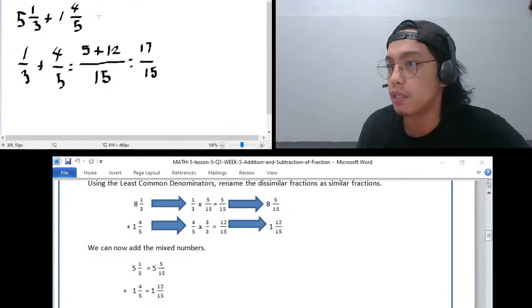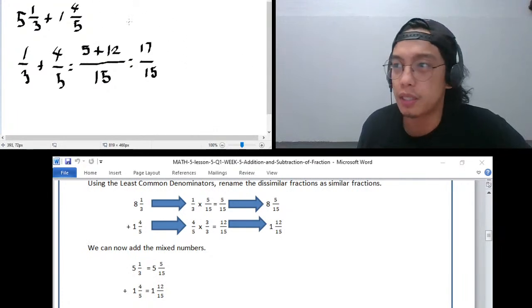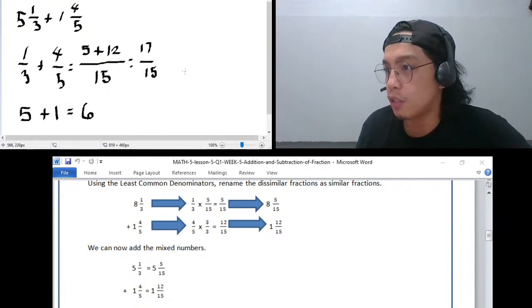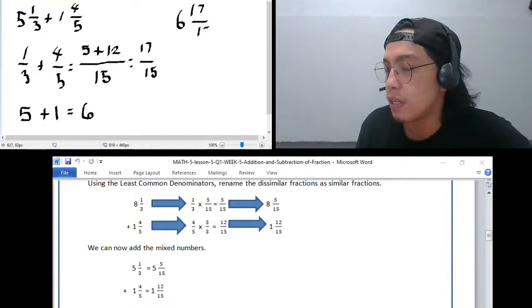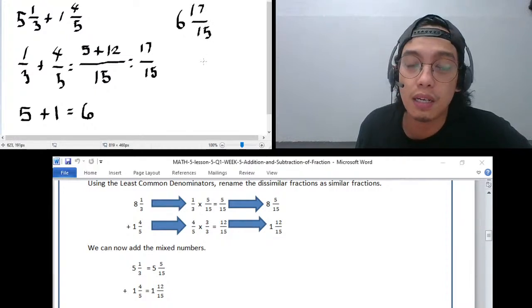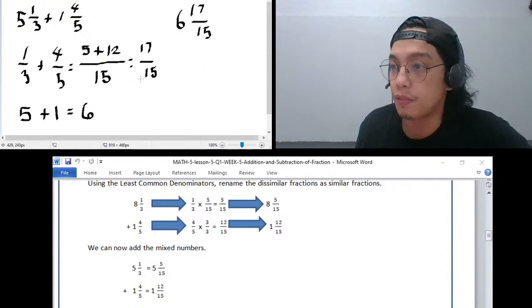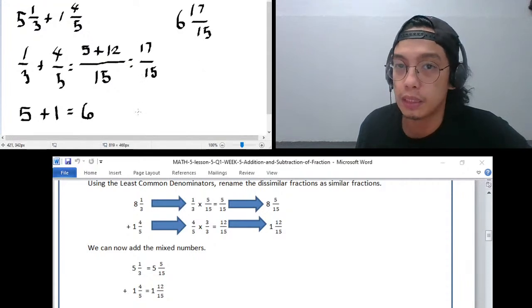But there is the 5 plus 1, so 5 plus 1, the whole number is equal to 6. So we only add the two, and we have 6 and 17/15. However, 17/15 is an improper fraction, because the numerator is bigger than the denominator. So we first convert 17/15 to a proper fraction or mixed form.